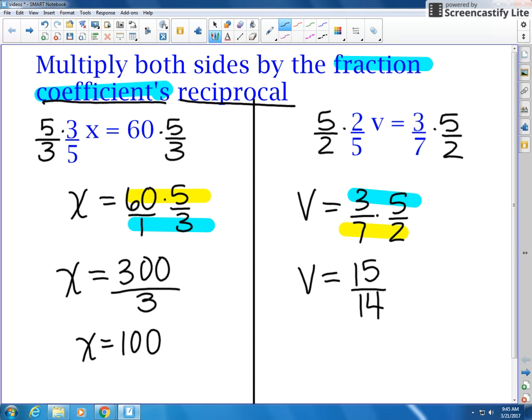Again, I don't want to really turn this into a decimal because I'll get a repeating decimal, which isn't as fun to work with. It's harder to report out. So I'm going to leave it as a fraction, but I need to turn it into a mixed number because I can't leave my numerator larger than my denominator. So 14 goes into 15 one whole time with the remainder of 1 out of 14. So my value is 1 and 1/14.